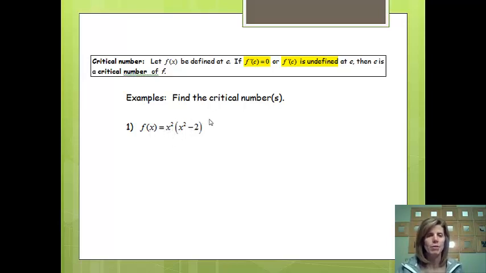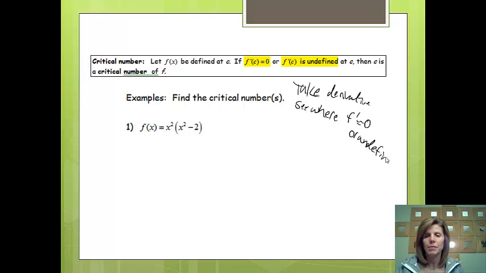Okay, so finding the critical numbers, we just want to take the derivative and see where f prime equals 0 or it's undefined. Okay, and generally we're going to have undefined if we have a square root or if we have fractions.